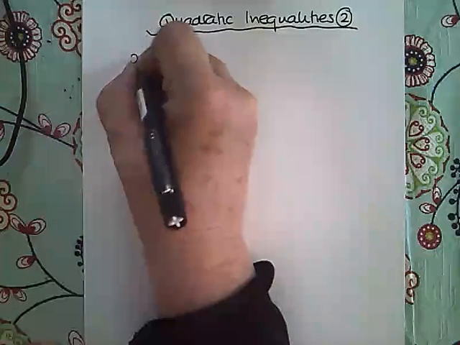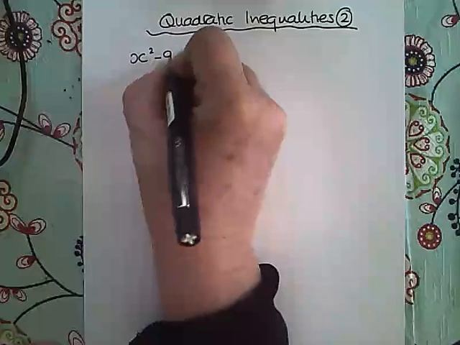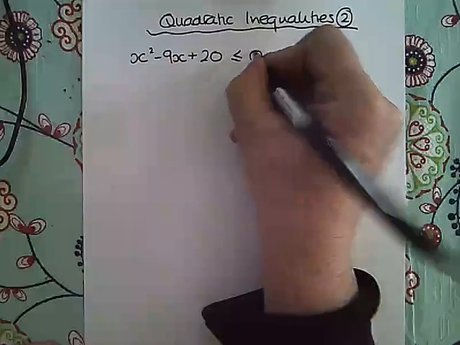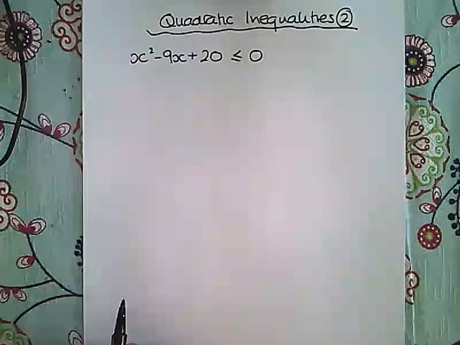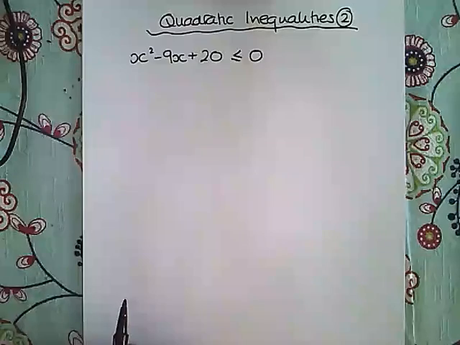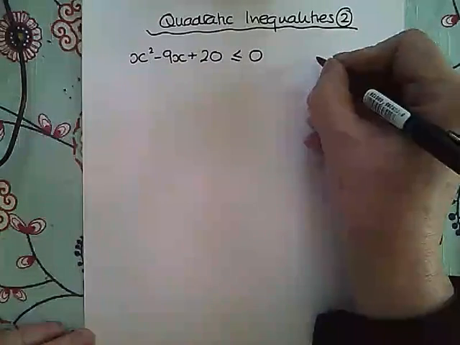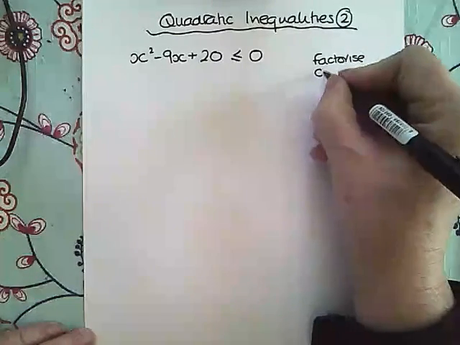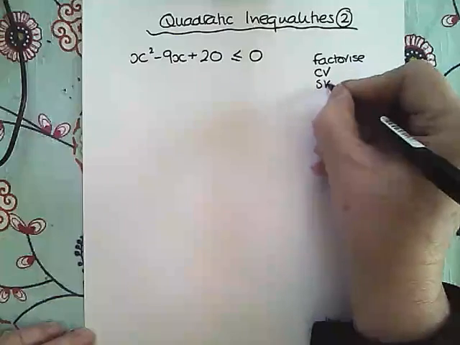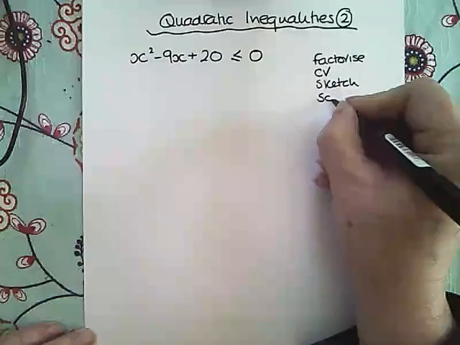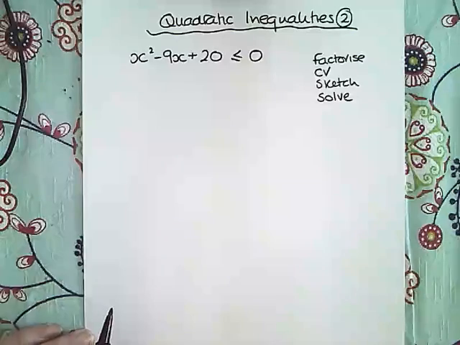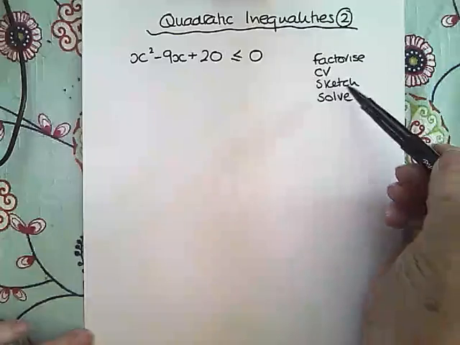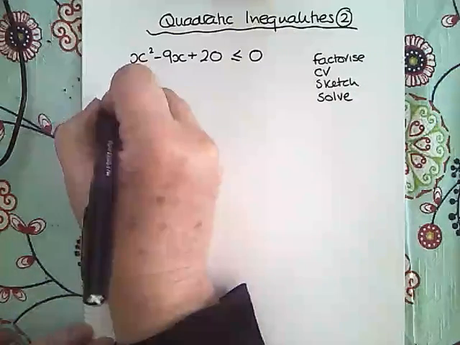So let's have a look at the question, which is x squared minus 9x plus 20 is less than or equal to 0. Remember that we have the 4 stages of solving a quadratic inequality: factorize, identify the critical values, sketch, and solve. And remember I said in the previous video that you need to write this down every time you do a quadratic inequality to make sure you get the 4 steps correct. So we're going to start off with factorizing.